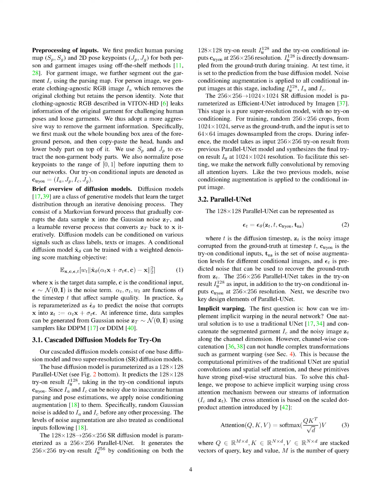This one is configured using a structure called efficient UNet introduced by Imagen. This model's role is to serve as a pure super-resolution model without any try-on conditioning. For its training, we use random 256 by 256 samples from a 1024 by 1024 ground truth image, and inputs are 64 by 64 images, which are simply reduced versions of the samples.